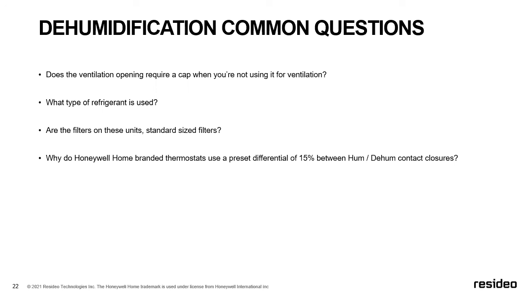One of the questions we've seen is, why do Honeywell Home branded thermostats use a preset differential of 15% between dehum and humidity contact closures? The answer is that if we're doing humidification and dehumidification from one sensor, which we can do, we can have both sequences running in a controller, but there's got to be a deadband. That's our deadband between switching from the desire to humidify to the desire to dehumidify.